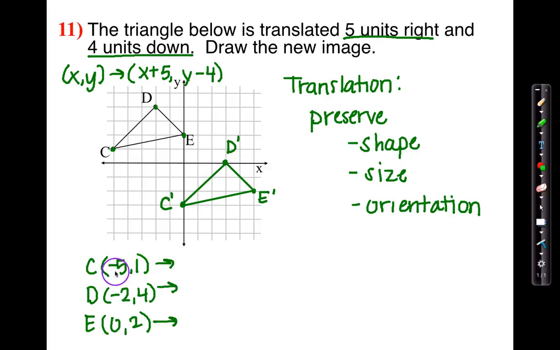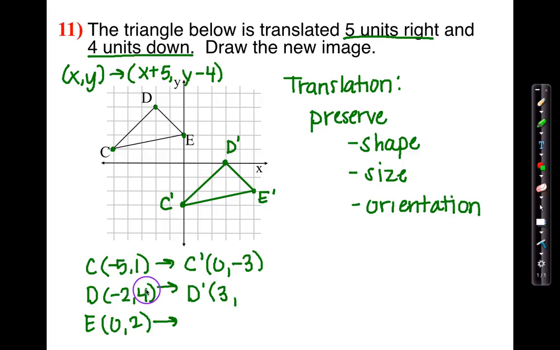So here, just follow it. What happened to the x's? You're going to add 5. So negative 5 plus 5 is going to be 0. So C prime is 0, comma. What happens to the y's? We're going to subtract 4. So that's going to be negative 3. So notice C prime was 0, comma, negative 3. Let's try it with D. Here, what's going to happen to the x's? We're going to add 5. So D prime is going to be negative 2 plus 5, which gives us 3.